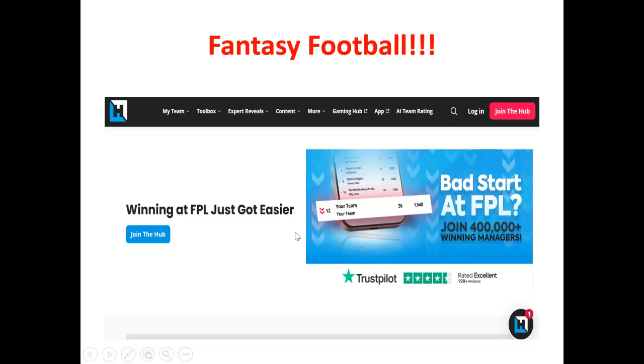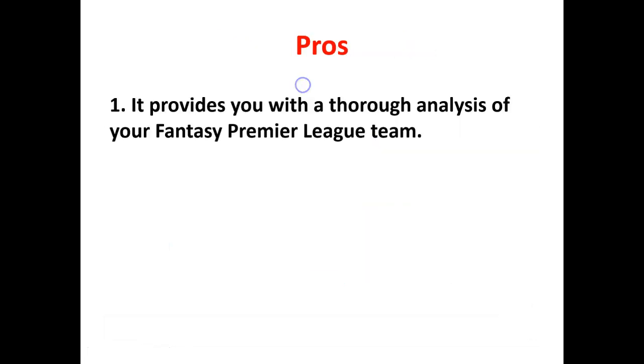Now, what does fantasy football actually do? Fantasy football is a fantasy Premier League tips type of platform that actually empowers you to optimize your team, make informed decisions, and stay competitive in your league. So if you're a fantasy Premier League enthusiast looking to make informed decisions and drive success in your fantasy Premier League, you can make use of fantasy football to help achieve this.